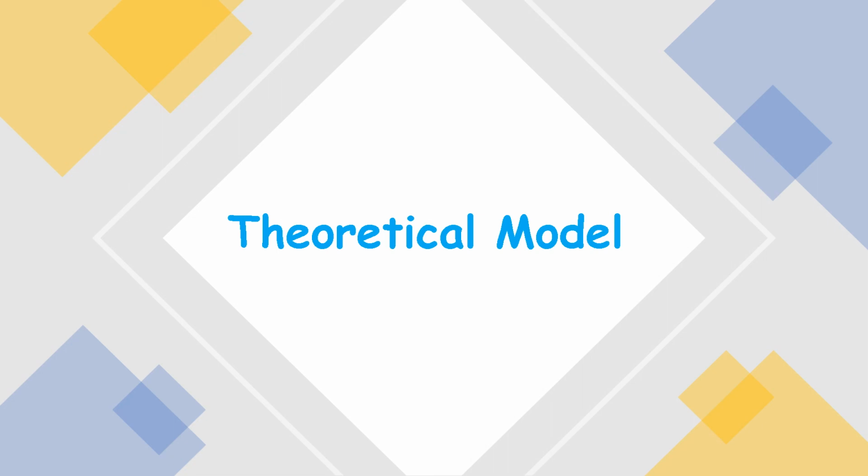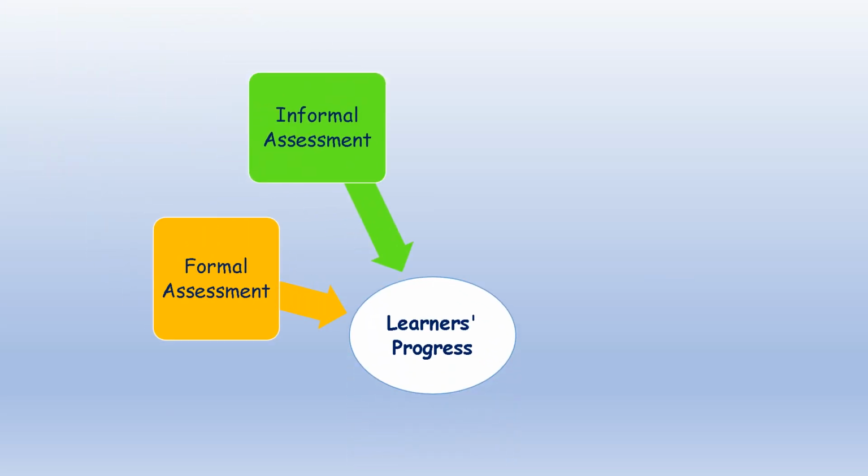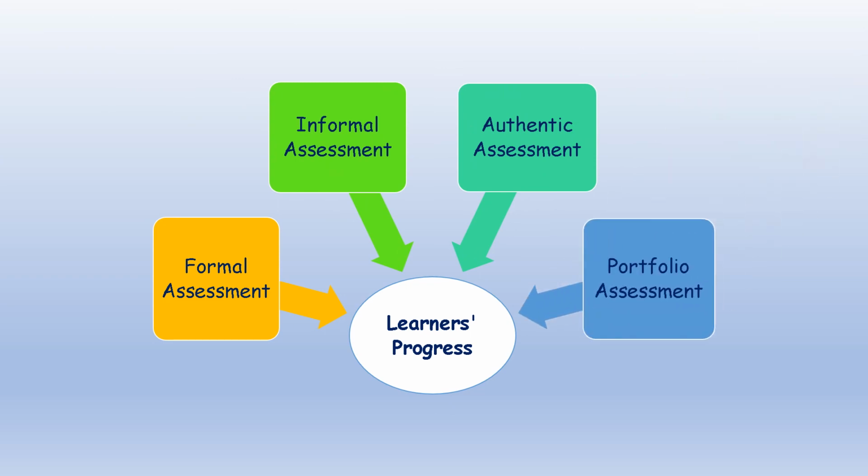Yay! It's wrap up time! Let's wrap up our discussion by talking about our theoretical model. Learners' progress can only be attained if they have undergone the four types of assessment. One assessment has both strengths and weaknesses. Errors and biases will occur.